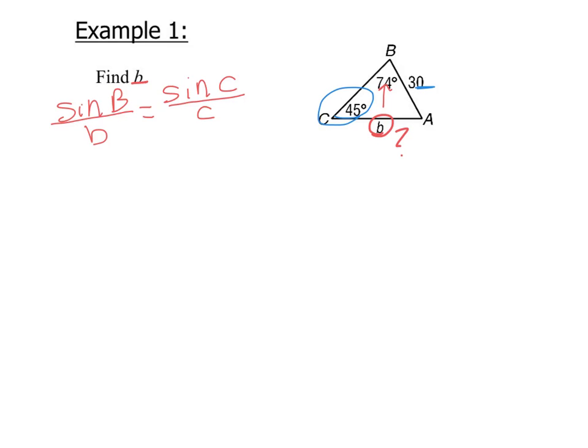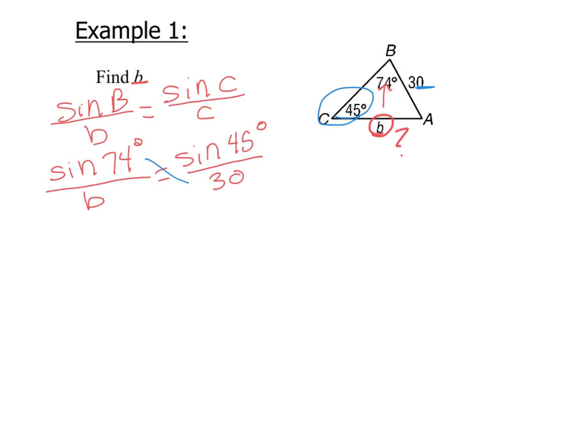Now I'm going to substitute in what I know. So I know angle B is 74 degrees, so the sine of 74 degrees over side B, which is my unknown, is going to be equal to the sine of angle C, which is 45 degrees, over side C, which is 30. So now I have an equation with one unknown, so I can solve this equation for B.